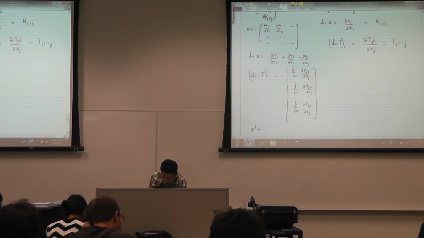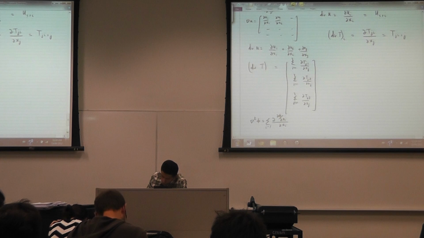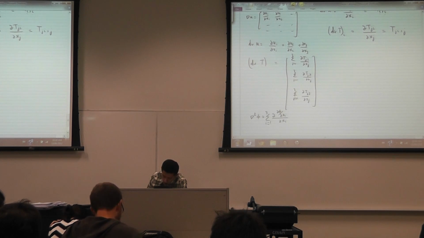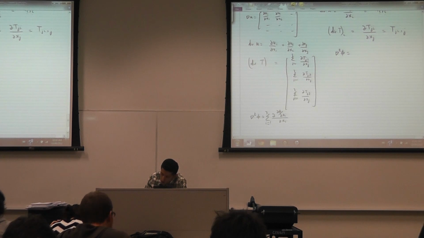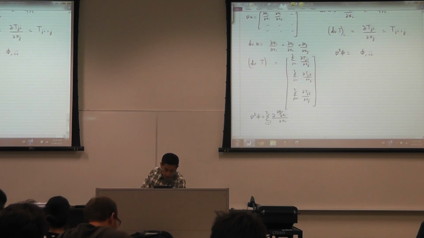The Laplacian of phi was equal to the sum of partial squared phi by partial xi with respect to xi, when i is equal to 1 to 3. The Laplacian of phi is equal to phi, comma i i. And i is repeated, so it's a sum.